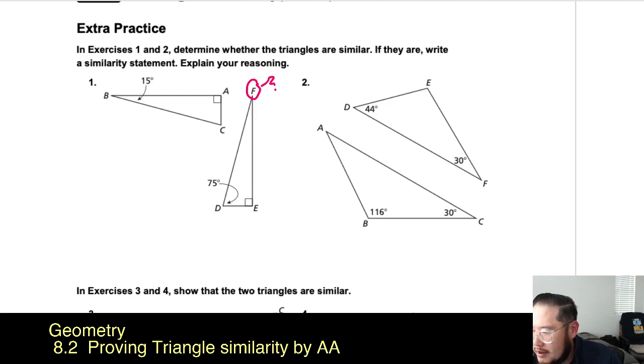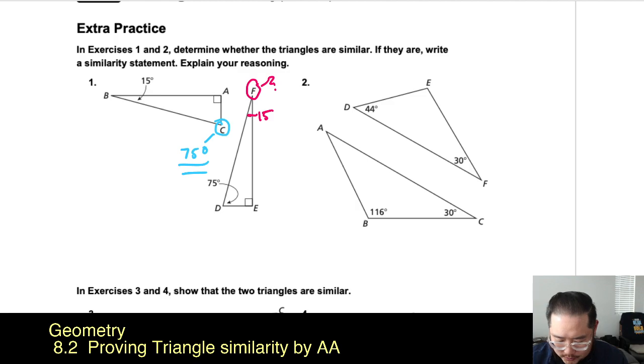How about angle C right here? Well, we don't know what that is, but we know 2 out of the 3 angles. Using what we know about the sum of the angles of a triangle equaling 180, we could determine that angle C happens to equal 75 degrees.